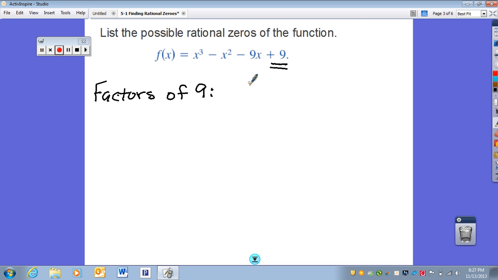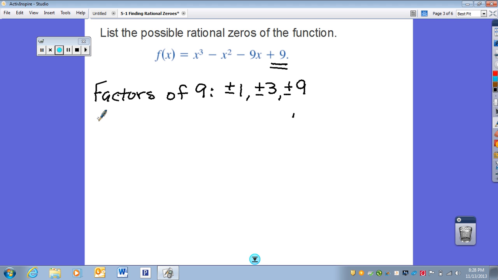All the factors of 9 would be 1, 3, and 9, but we do want to make sure that we list all of the factors, so we could have a positive or a negative 1, a positive or a negative 3, and a positive or a negative 9. Remember, the factors are what we multiply together to get our product of 9. So we could have 1 times 9 or negative 1 times negative 9, 3 times 3 or negative 3 times negative 3.